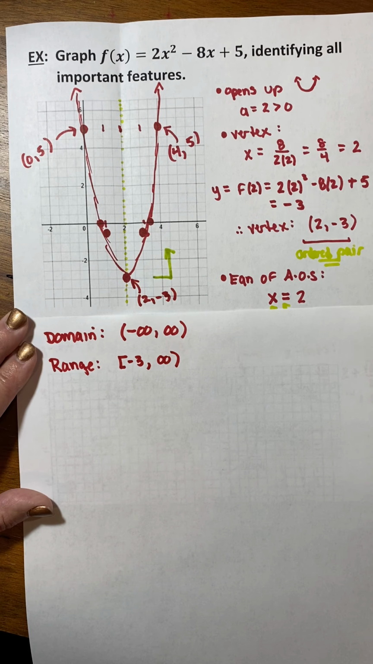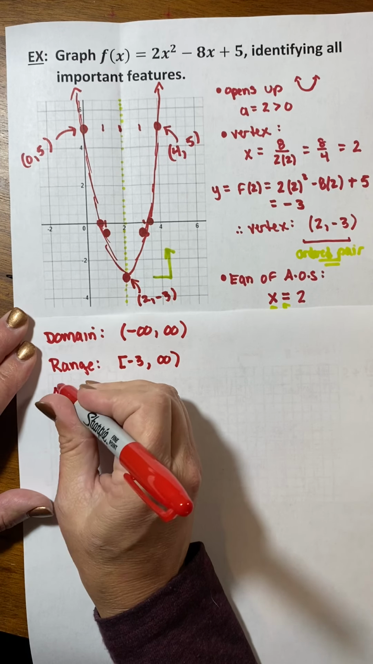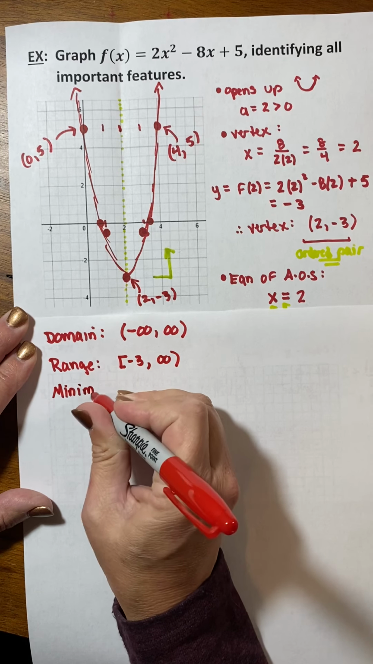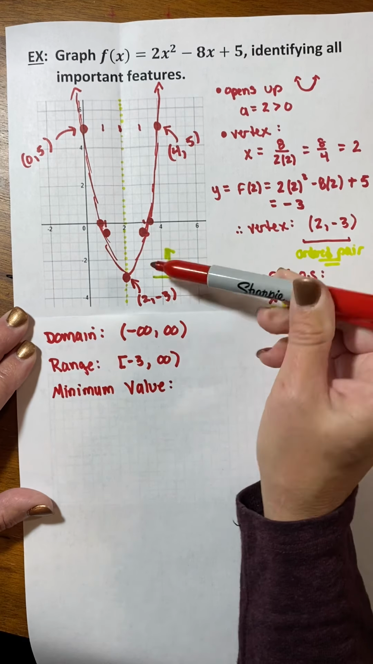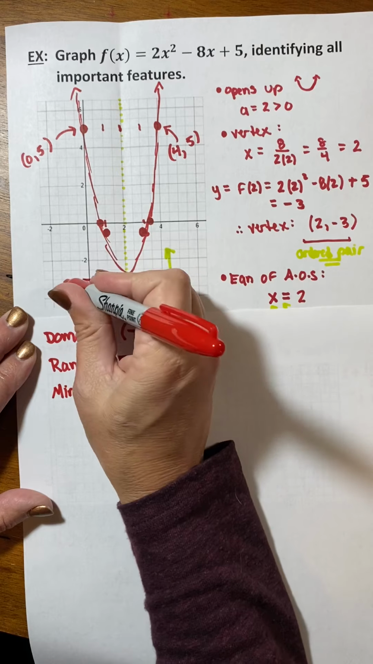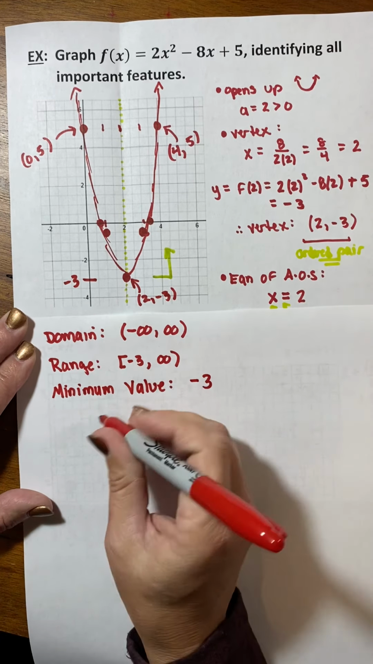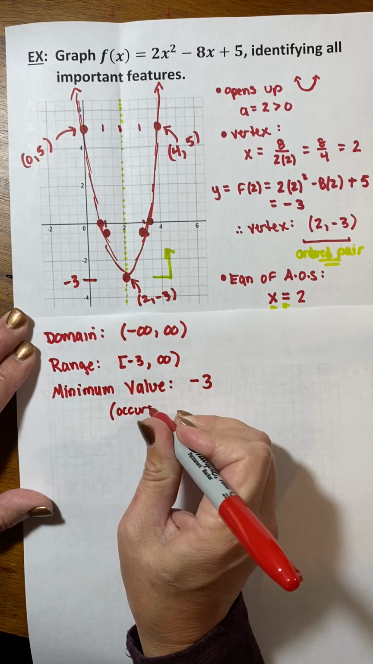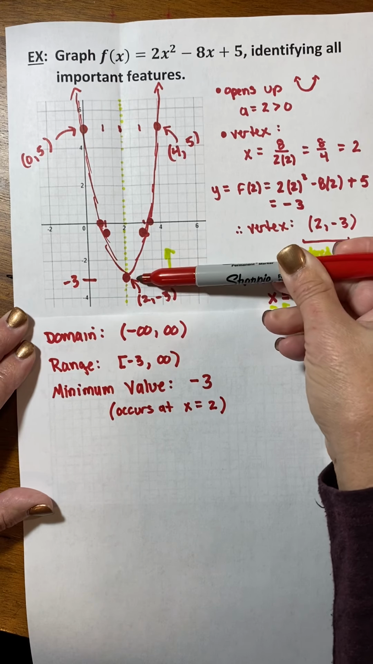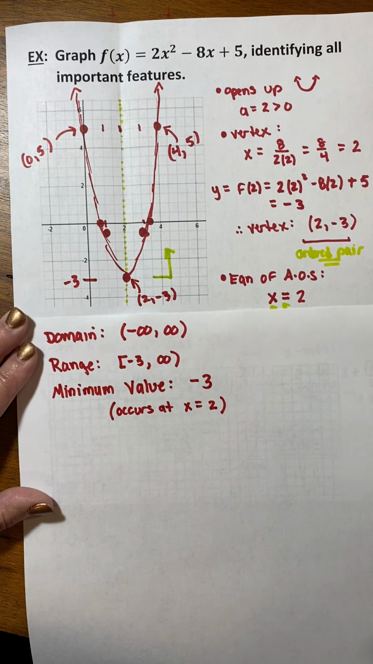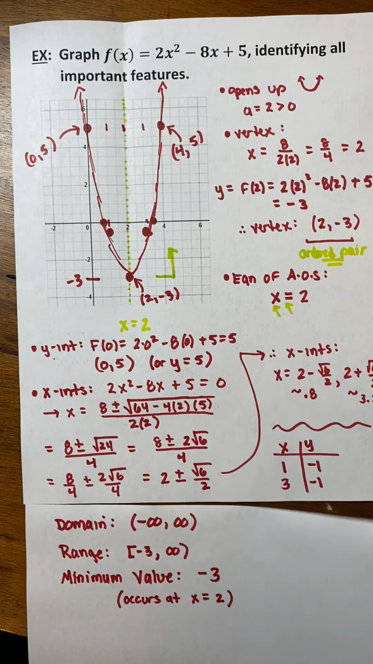And then it might ask you, do you have a maximum value or a minimum value? Well, anytime we have a right side up parabola, we're going to have a minimum value. And the value is how low it goes. And it goes all the way down to negative 3. That's the lowest value or output of the parabola. So it's negative 3. If it asks where it occurs, that's when you tell the x value at 2. So the lowest value is negative 3 and it occurs when x is 2. So this is everything you need to know about that quadratic function.